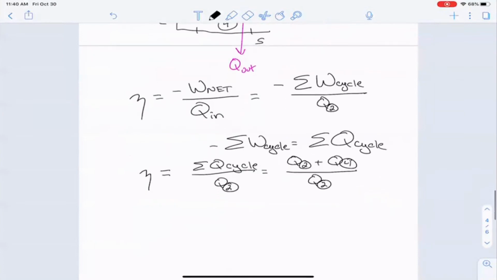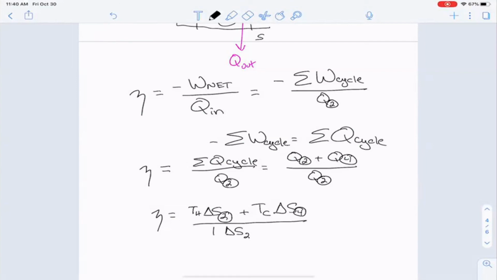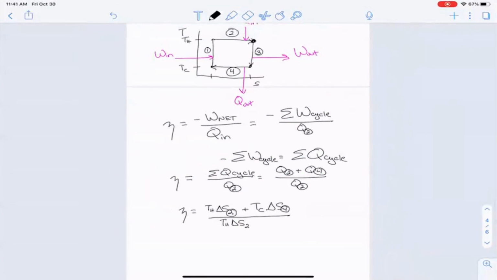Okay. And that means that the efficiency for the Carnot cycle is just equal to Q2, which was T hot times delta S2 during stage 2, plus T cold times the change in the entropy in step 4, divided by the change in the entropy in stage 2 times T hot. And there's just one more thing that we have to look at, and it's the reason why the temperature entropy diagram is very important. So how are S2 and S4 related to each other?